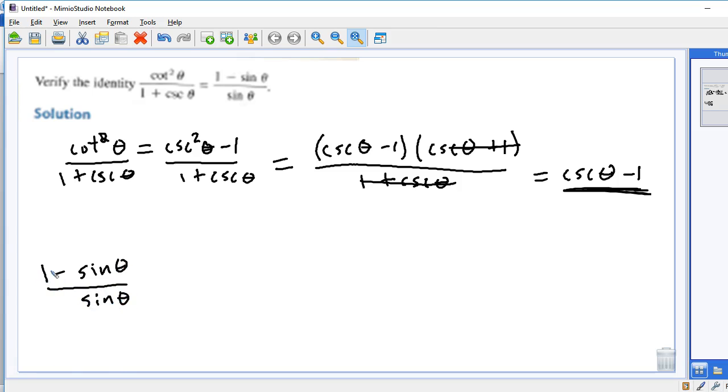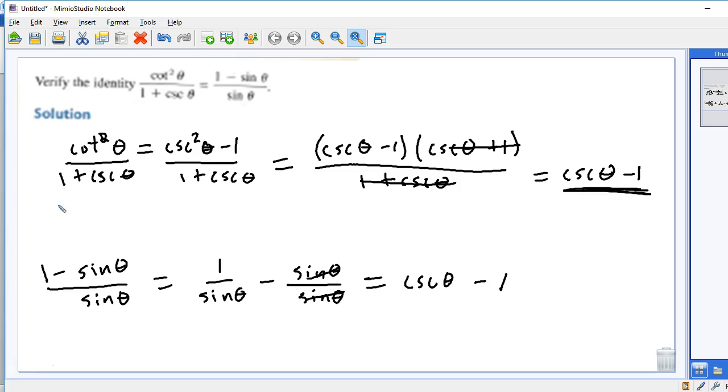Well, what I can do is distribute this division to both parts. So I can say this is the same as 1 over sine theta minus sine theta divided by sine theta. Right? And I'm just writing this out. You don't have to write this out if you don't want to, but they do cancel each other out. So this whole thing becomes 1 over sine theta, which is cosecant theta, minus 1. And now these two things are the same.